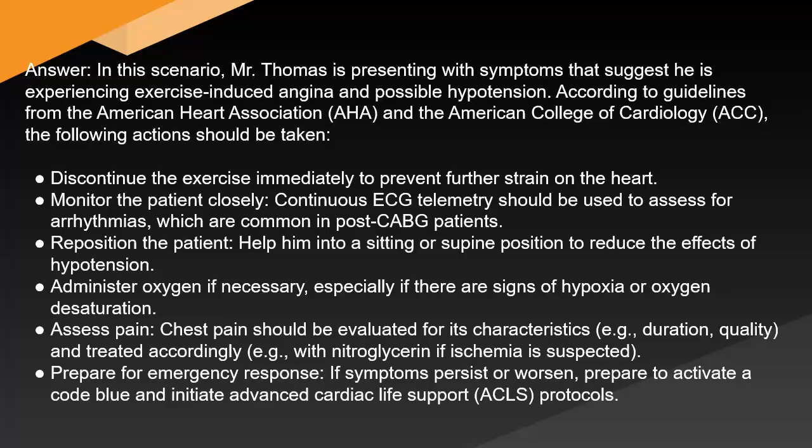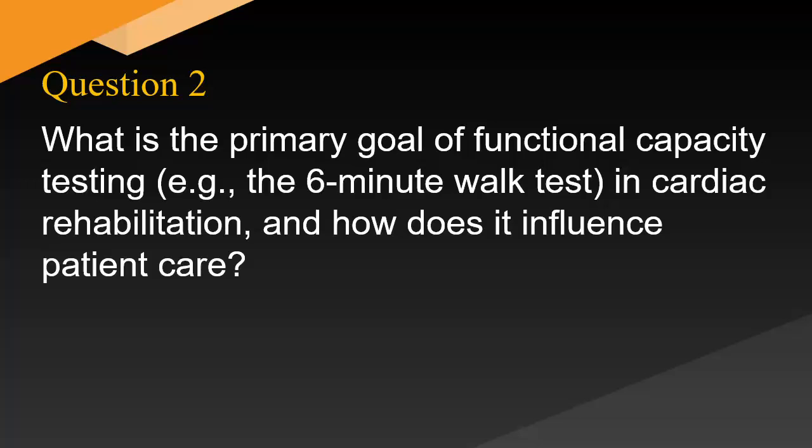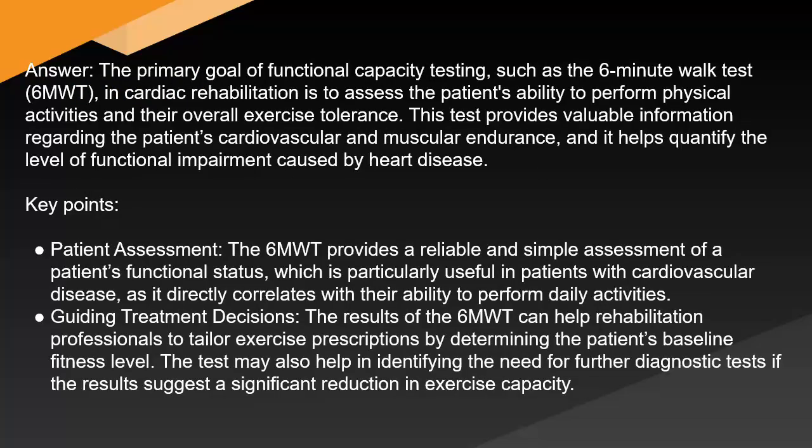What is the primary goal of functional capacity testing, e.g. the 6-minute walk test in cardiac rehabilitation, and how does it influence patient care? Answer: the primary goal of functional capacity testing, such as the 6-minute walk test (6MWT) in cardiac rehabilitation, is to assess the patient's ability to perform physical activities and their overall exercise tolerance. This test provides valuable information regarding the patient's cardiovascular and muscular endurance, and it helps quantify the level of functional impairment caused by heart disease.